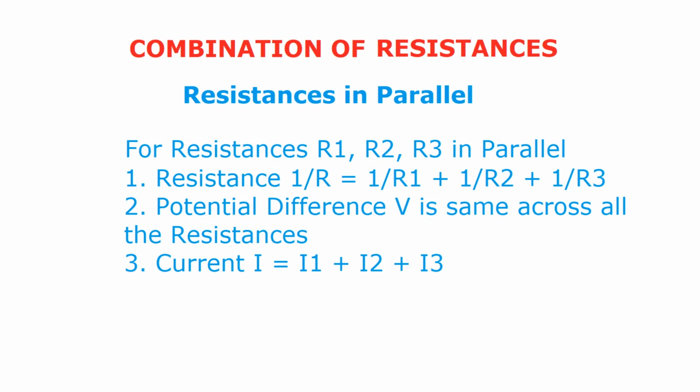Now we will see about the voltage and the current. In parallel combination of resistors, the potential difference across each is same, which is equal to the voltage of the battery. When a number of resistances are connected in parallel, then the sum of currents flowing through all the resistances is equal to the total current flowing in the circuit.